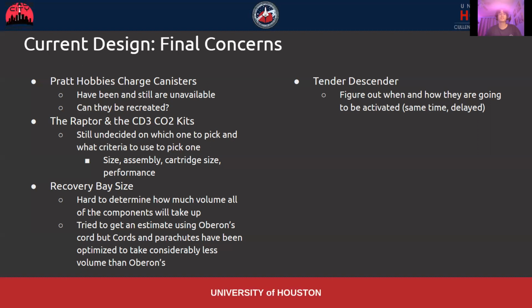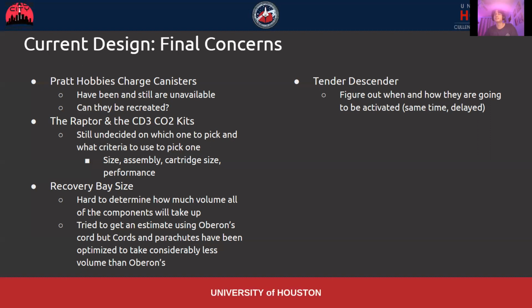And then the recovery bay size. We don't know exactly how much volume we're going to take up, so it's hard to give an estimate to structures or analysis about how big we want our recovery bay to be. We did try to get an estimate using Oberon's cords, but Oberon's cords are significantly bigger and the parachutes from Oberon are different sizes. So I don't think it was a good estimate of how much volume we are going to need.